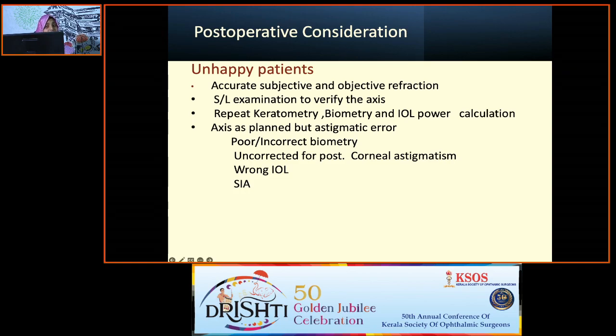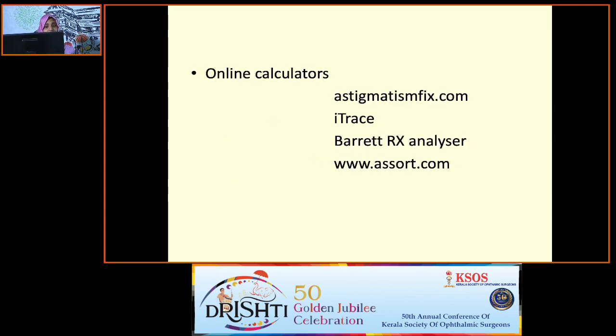We have to check the vision and best corrected visual acuity, and also do accurate subjective and objective refraction. Then slit lamp examination to verify the axis, whether it is in the targeted position or not. And repeat keratometry, biometry, and IOL power calculation. Then if the axis is as planned but astigmatism is present, it may be due to poor or incorrect biometry, or uncorrected posterior corneal astigmatism, or a wrong IOL, or surgically induced astigmatism.